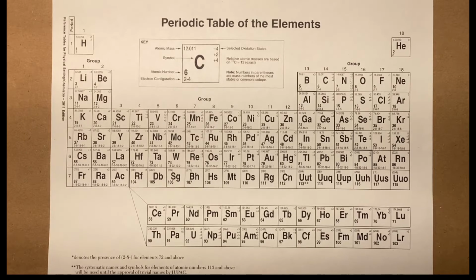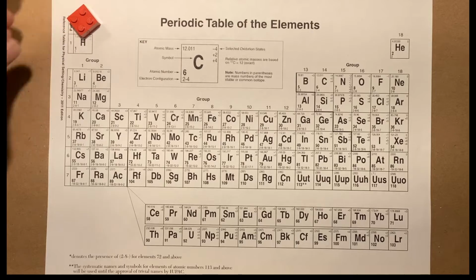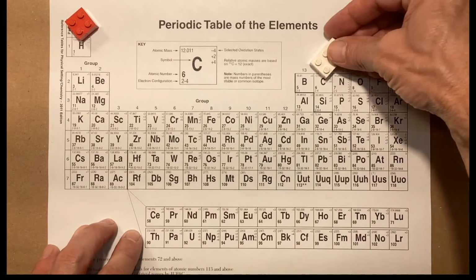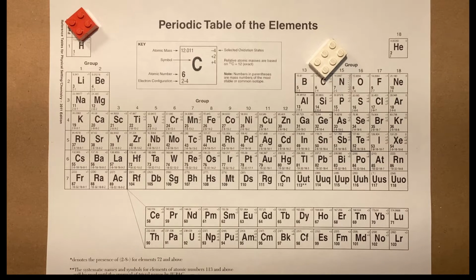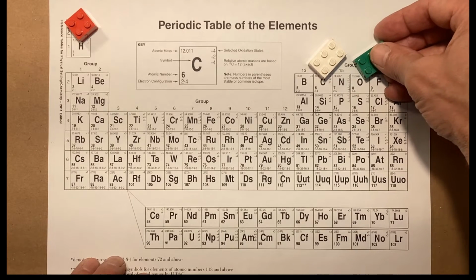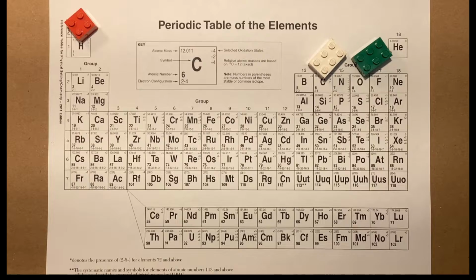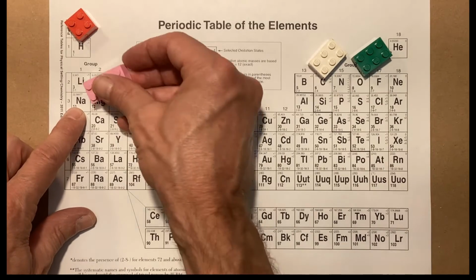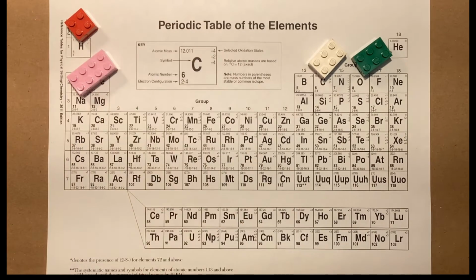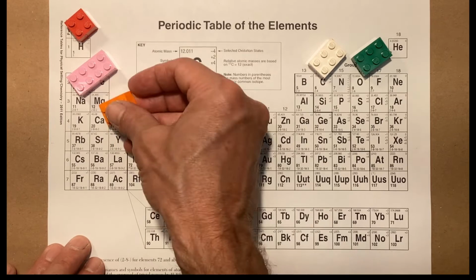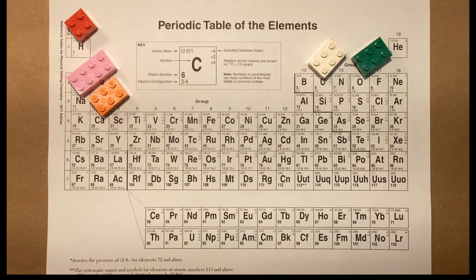For our example here, the hydrogen will be this red piece, and the carbon over here is going to be this white. The oxygen will be this green right here. Na is sodium, that will be the pink one. And calcium is going to be this orange one. Using Legos, I'm going to do a little introduction to how chemistry works and how molecules work.